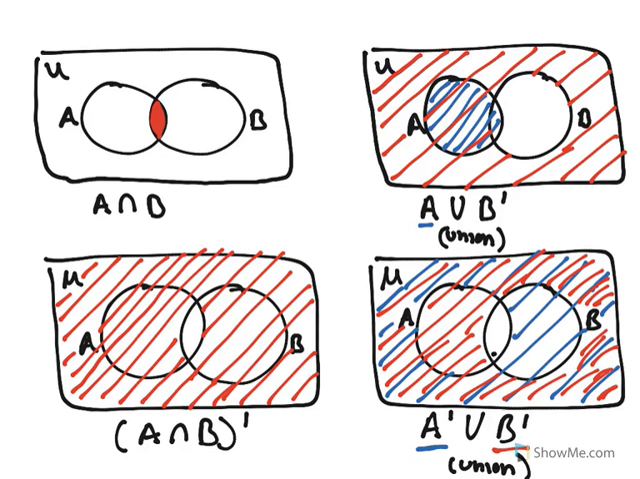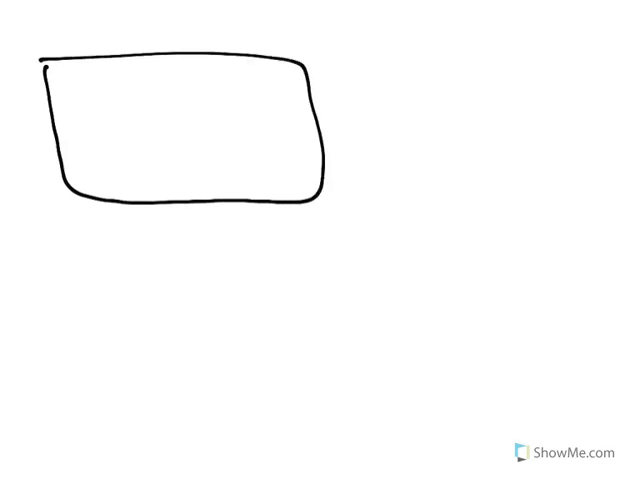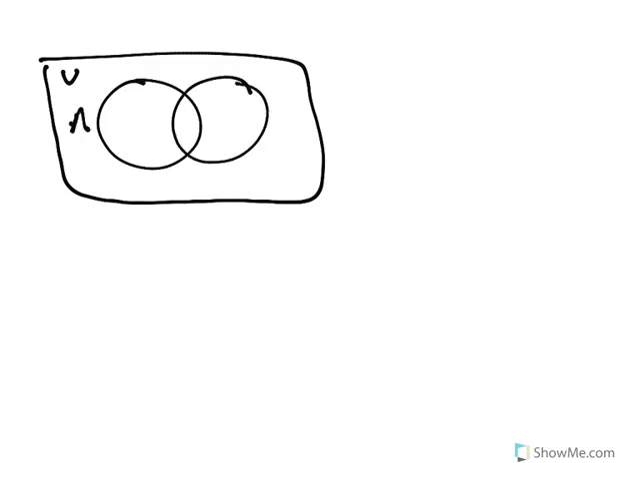All right, let's do some more examples. For this particular example, I'd like you to shade in the region of the intersection of A and B complement.